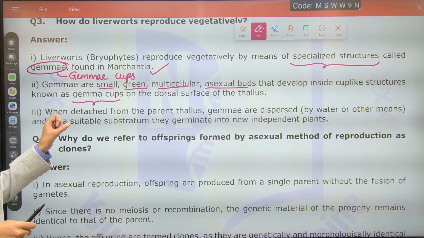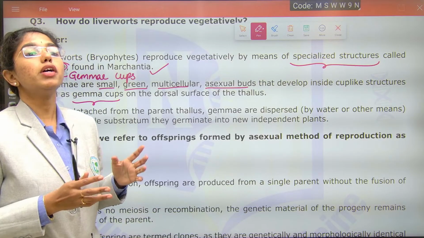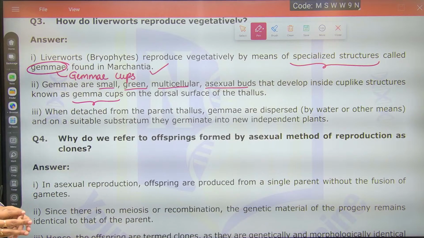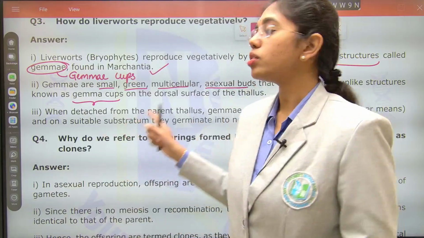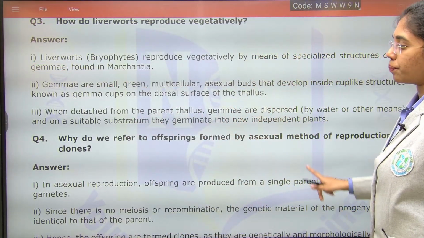When the gemma are detached from the parent thallus, they are dispersed into the water, and when they land on a suitable substratum, they germinate into a new individual. This is the story of what? Gemma cups, vegetative reproduction in Marchantia.